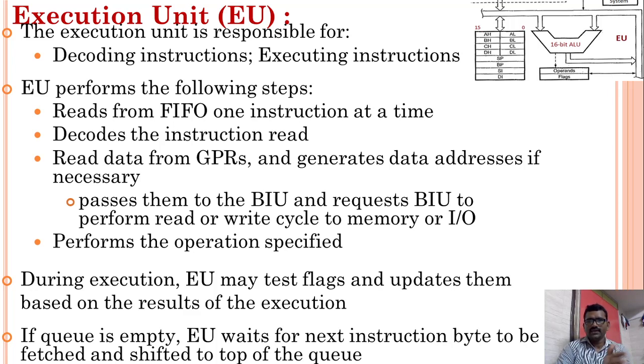So the EU will wait. If the program has a branch instruction, then the address of the next instruction will be changed, not the current address. After execution of the branch instruction, the control will be transferred to a new address. So at that time, the instruction queue will be cleared. All the instructions in the queue will be cleared, and the EU will wait for the next instruction.